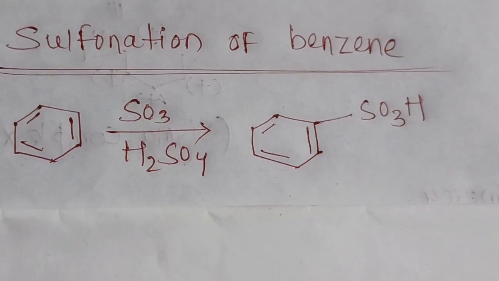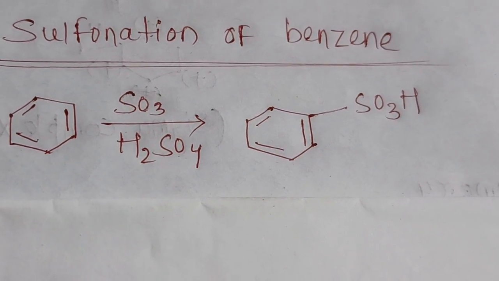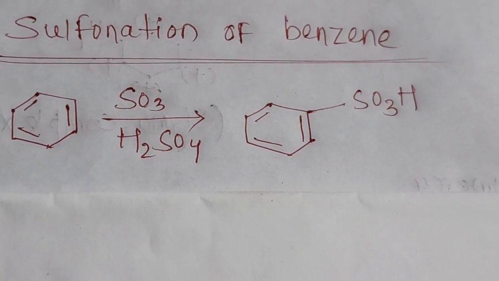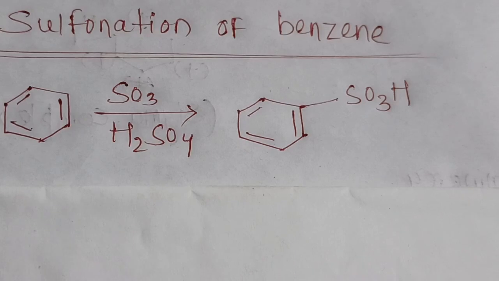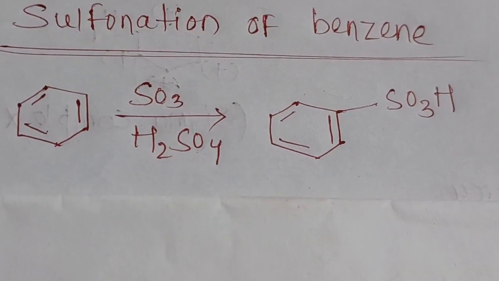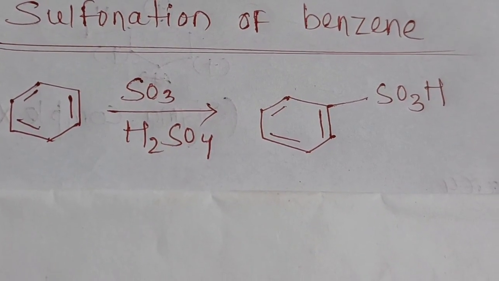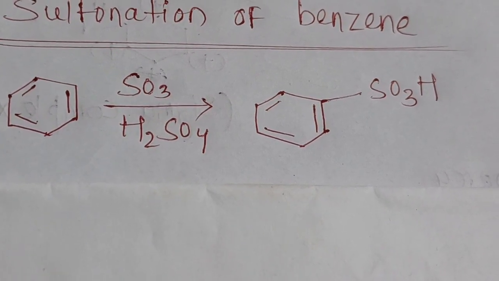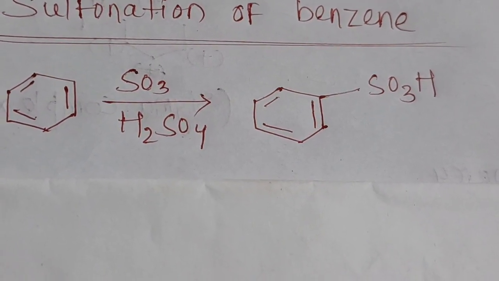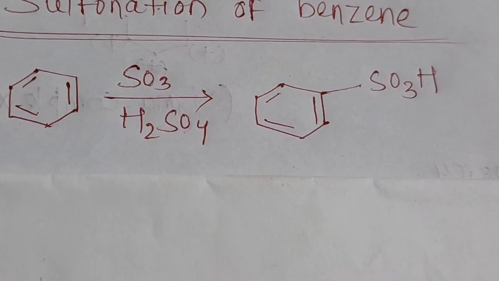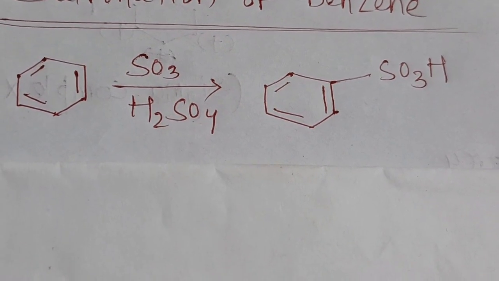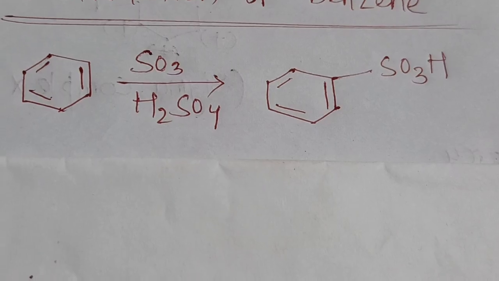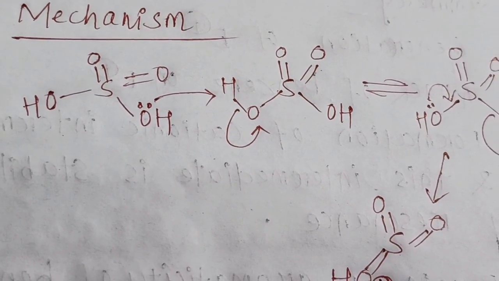Next is sulfonation of benzene. When benzene is treated with sulfuric acid, it gives benzene sulfonic acid. Sulfonation with sulfuric acid or SO3 in sulfuric acid converts aromatic benzene into aromatic sulfonic acid. So the electrophile here is SO3 or SO3H+. Here this is the mechanism.